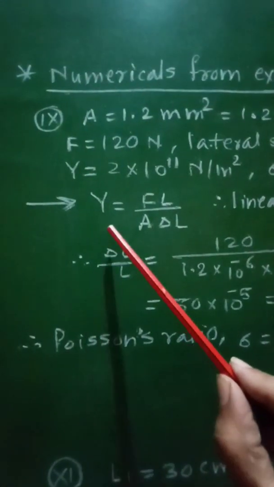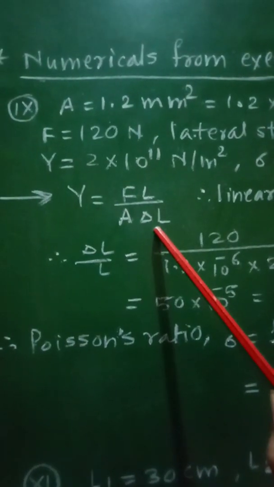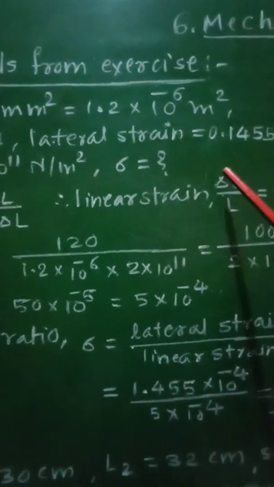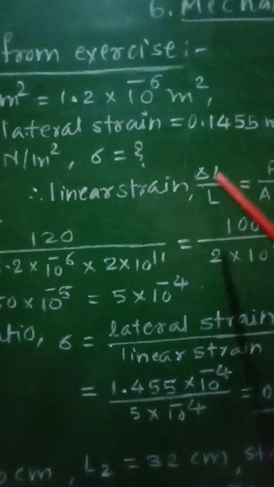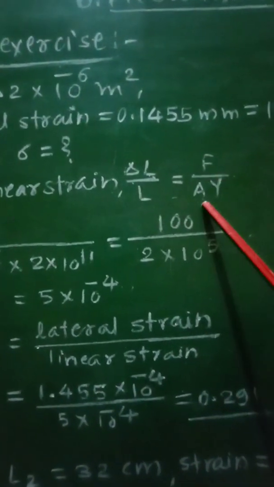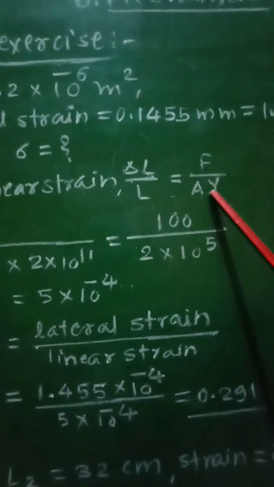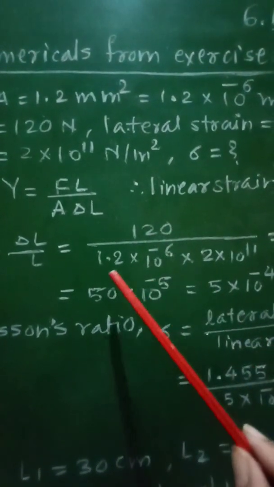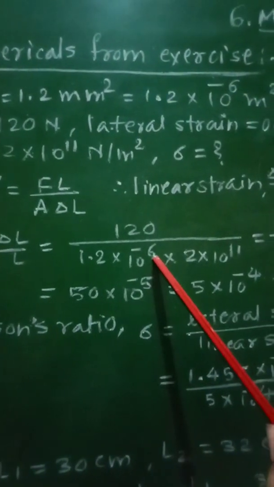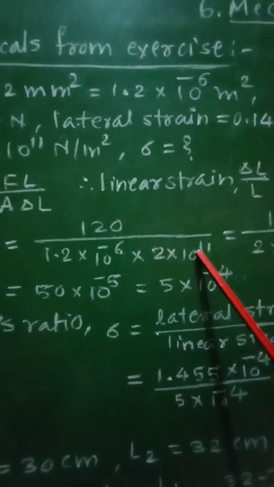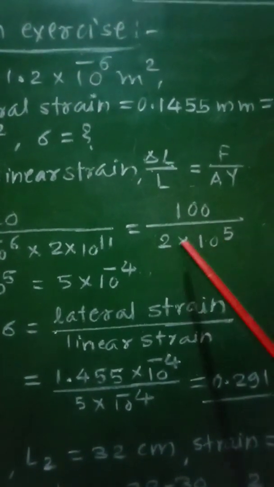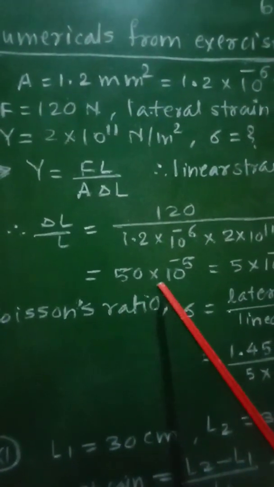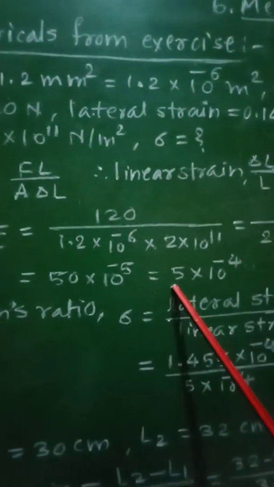Now Young's modulus Y is equal to FL upon A into delta L. Therefore linear strain, that is change in length per unit original length, delta L upon L is equal to F upon AY. Therefore delta L upon L will be equal to 120 upon 1.2 into 10 raised to minus 6 into 2 into 10 raised to 11. Simplifying this, we will get 100 upon 2 into 10 raised to 5. That will be written as 50 into 10 raised to minus 5, which will be equal to 5 into 10 raised to minus 4.